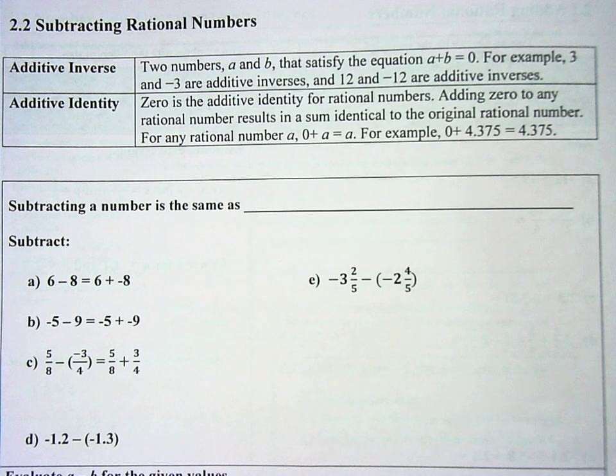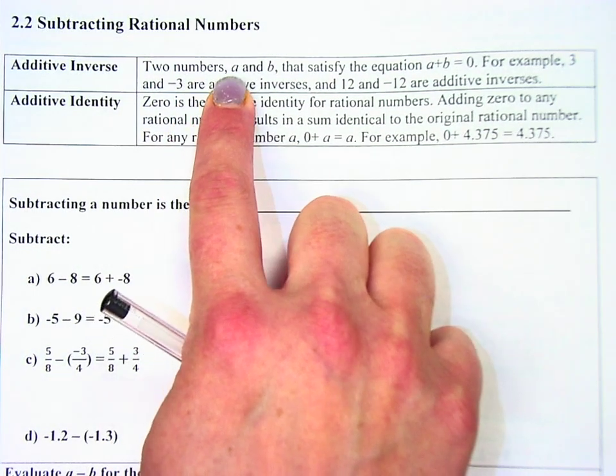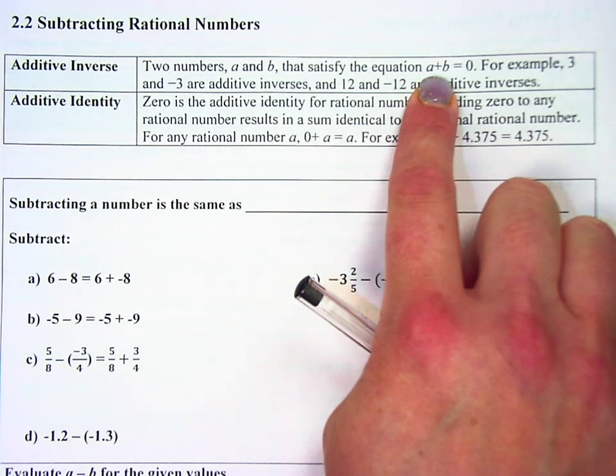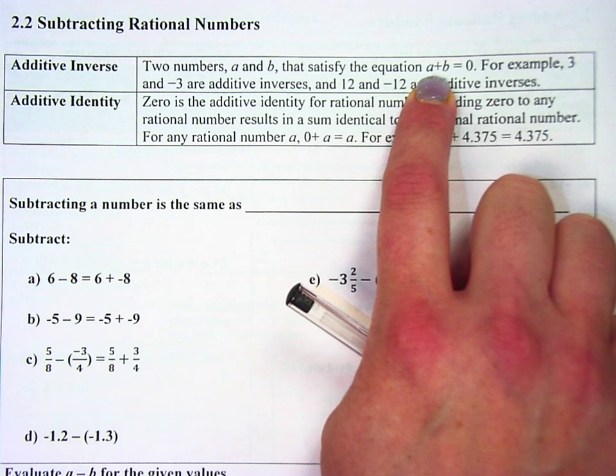This is the video for 2.2, subtracting rational numbers. The additive inverse means that two numbers, if we call them just a and b, satisfy the equation a plus b equals 0. So what this means is any two numbers, if I add them together and they equal 0, it makes them additive inverses.